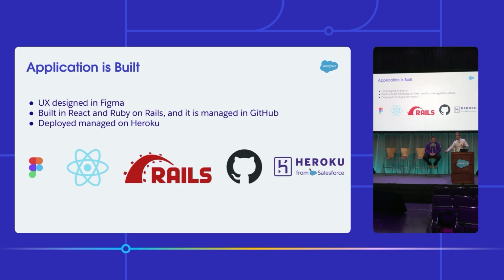Versioning is going to be done in GitHub. Also very, very popular, but there's going to be a good reason. I'm going to show you why we're using GitHub in a second. And finally, we're going to deploy and manage our application using Heroku.